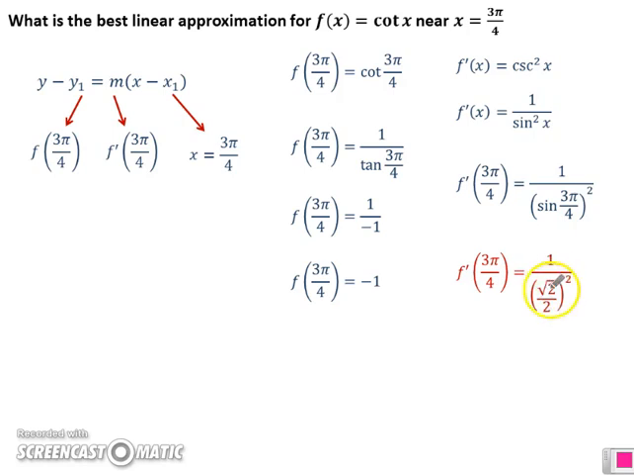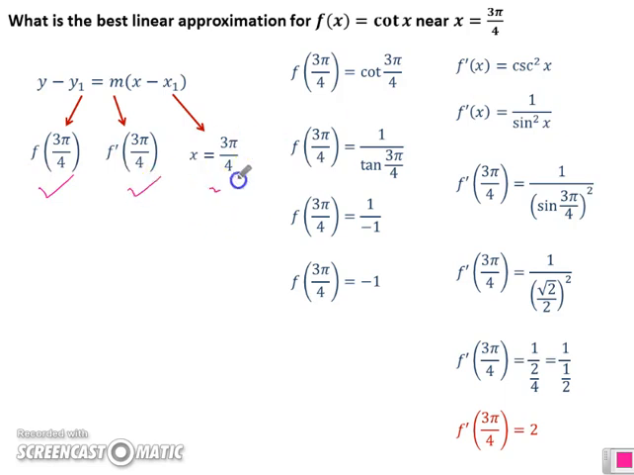Okay, so if you square this, you end up with 2 over 4, which is 1 over 1/2. Multiply by the reciprocal there, you end up with the derivative equals 2 at that point. So we have this as negative 1, and we have this as positive 2. Check, and we were given this already. So plug it in. y minus negative 1 equals 2 times x minus 3 pi over 4.